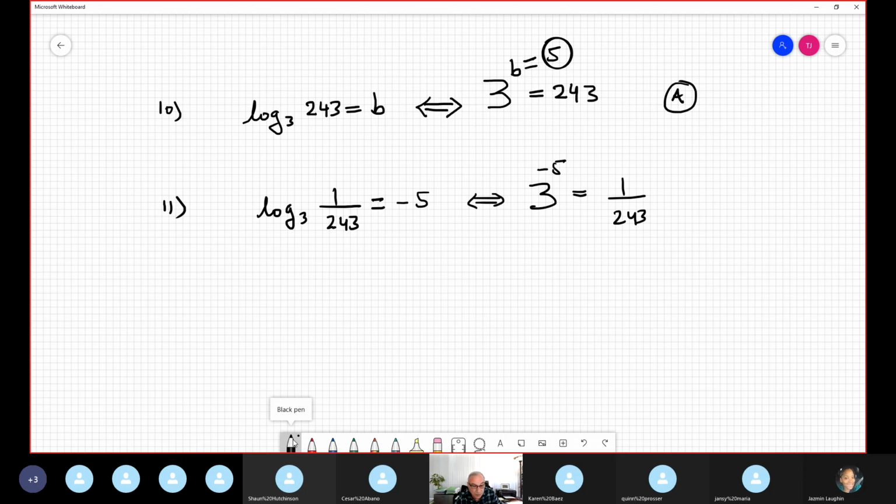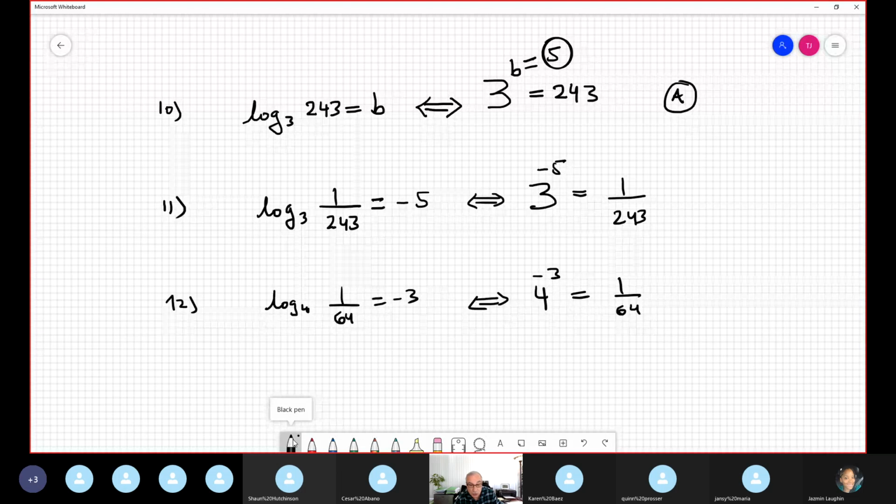Okay, 12 is similar. 12 is logarithm base 4 of 1 over 64 equals -3. Expressed in exponential statement, the base is 4, the exponent is -3, and the result is 1 over 64. Okay, the option, let me see, option B, no?